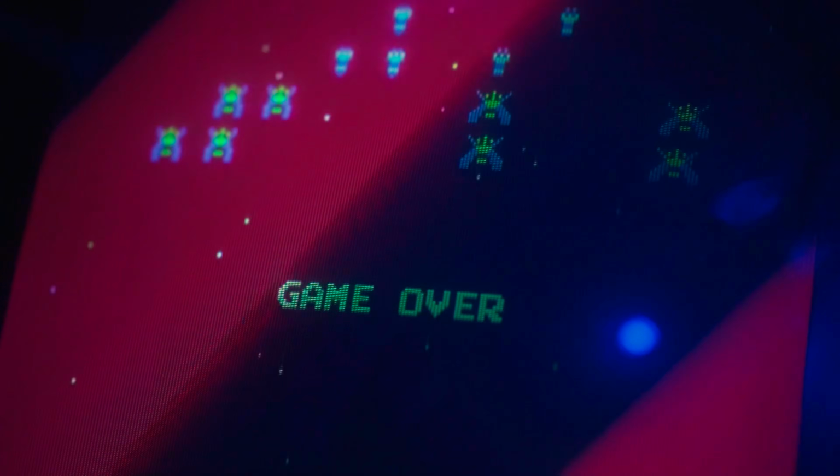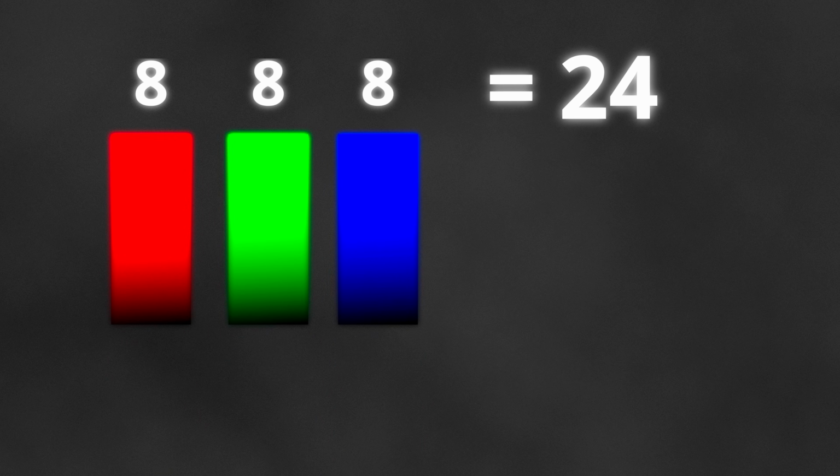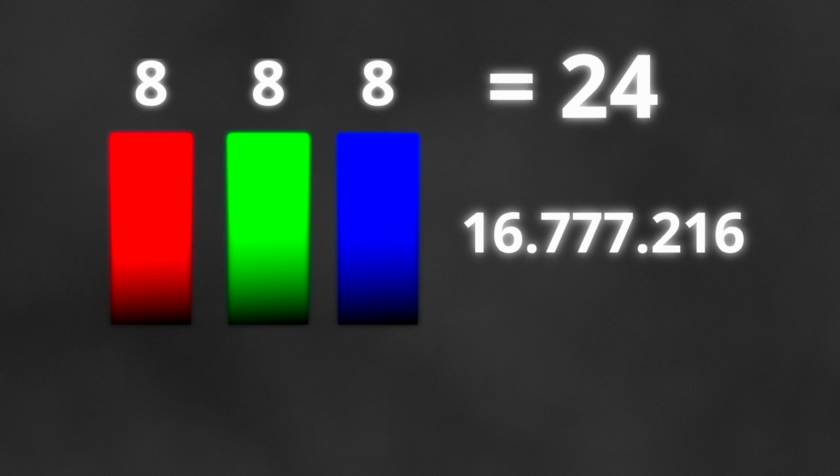Most screens we use today have what's known as 8-bit color depth per channel, or 24 bits in total. This means they can represent approximately 16.7 million colors. And while that sounds like a massive number, it's not always enough to represent smooth gradients in certain situations. But where do those 16 million colors come from?